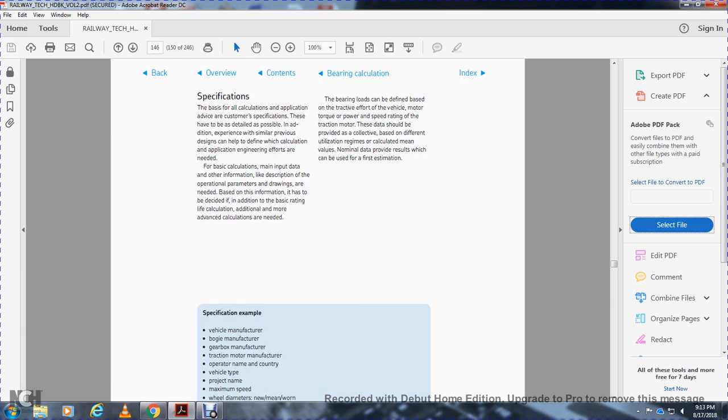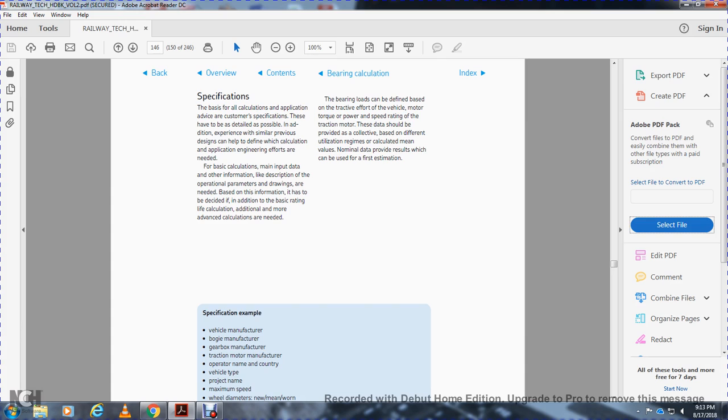All right, specifications. The base for all the calculation applications is derived from the customary application specification, which should be as detailed as possible, with additional experience from a similar previous design. The calculation application engineering effort is the bulk of the basic calculation, which must be input with the data and other information, description, operational parameters, and drawings.